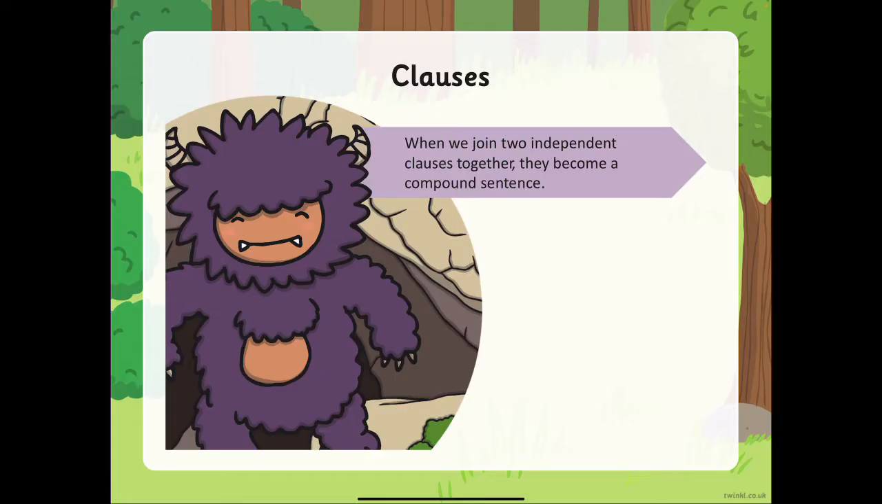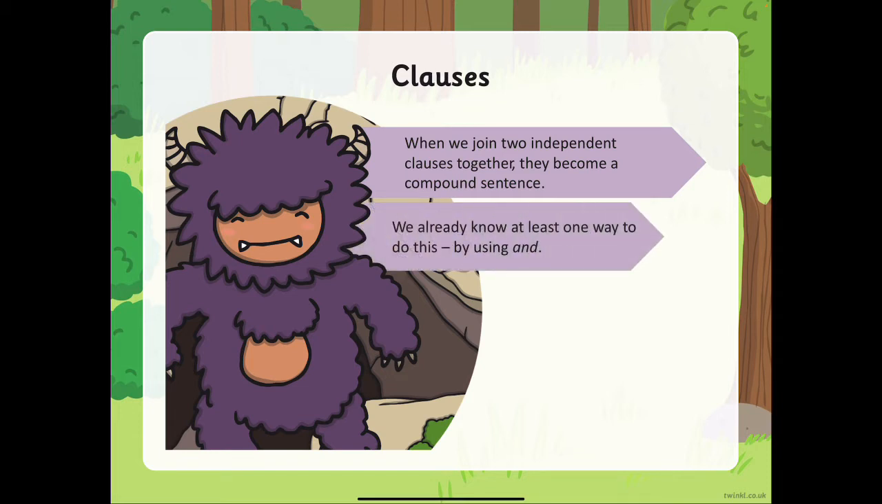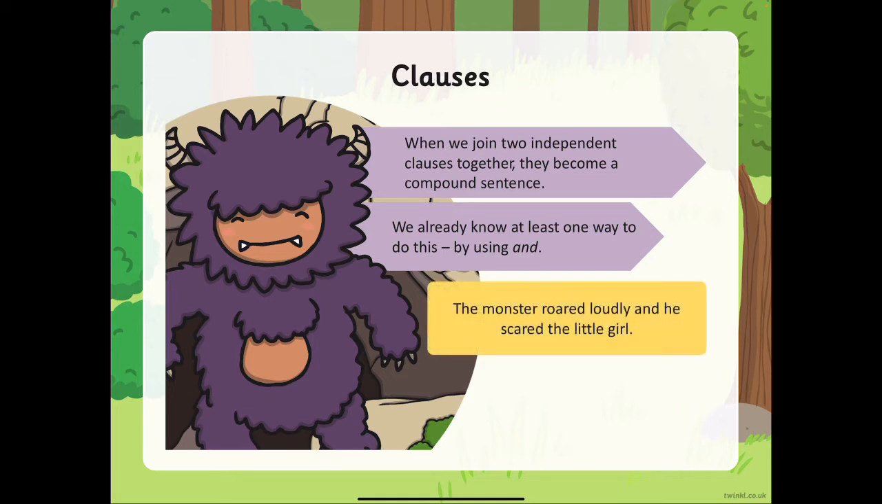When we join two independent clauses together, they become a compound sentence. We already know at least one way to do this, by using and. The monster roared loudly and he scared the little girl. In that sentence there, we have two independent clauses. We know they are independent because if I took the and away and replaced it with a full stop, both sentences now make sense on their own. The monster roared loudly. He scared the little girl.